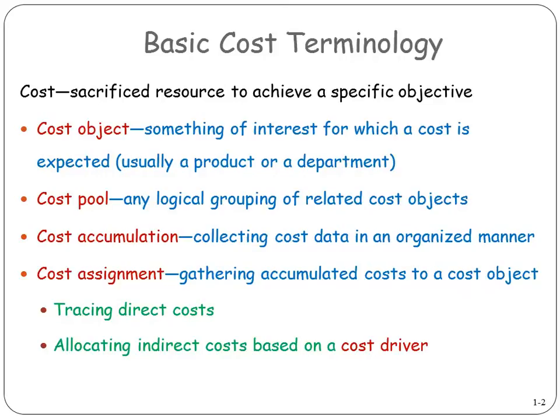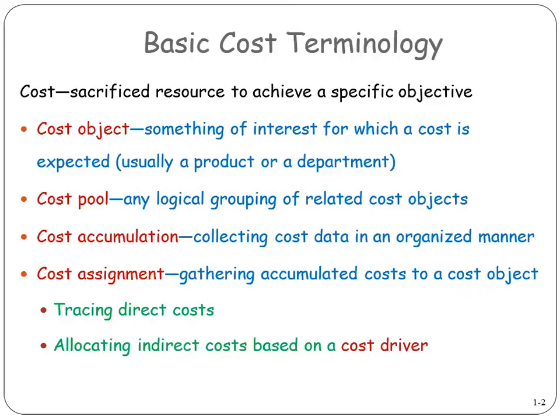A cost pool is a set of related cost objects. So all of your products could be out of a given department. That could be a pool, a department. Cost accumulation is the process of collecting these costs. And cost assignment is you collect the costs and then you assign them to specific objects.